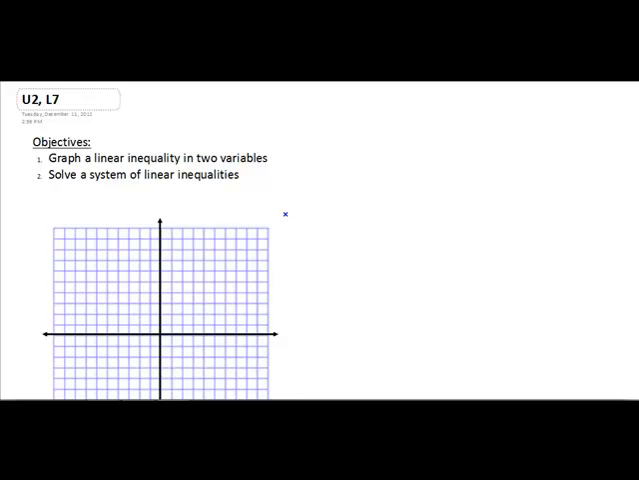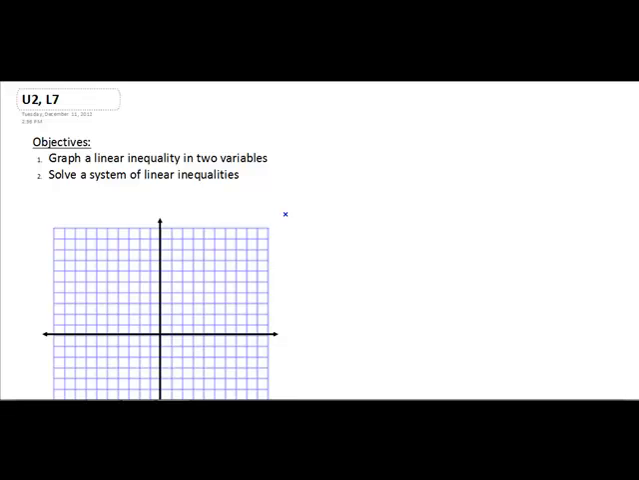Alright, we're going to finish up Unit 2 here with Lesson 7. We've got two objectives: graph a linear inequality in two variables and solve a system of linear inequalities. All the inequalities we've been looking at so far have been single variable inequalities, so we graph them on a number line. But now we're looking at graphing on a coordinate plane.